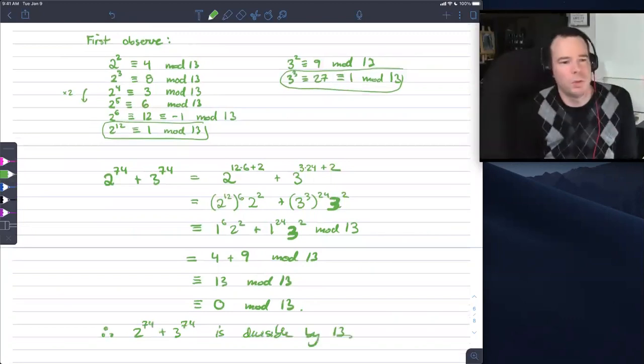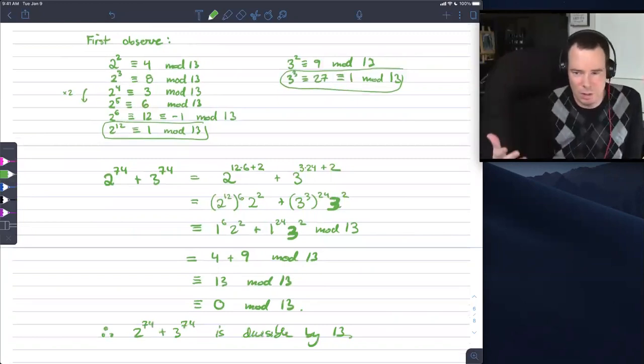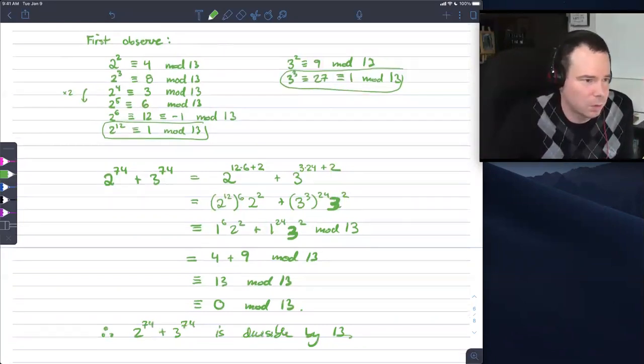Okay, so this is what's known as modular arithmetic. It's the arithmetic of the remainders, and that's what we've done here. Sorry I went a few minutes over. I'll stop the recording now.